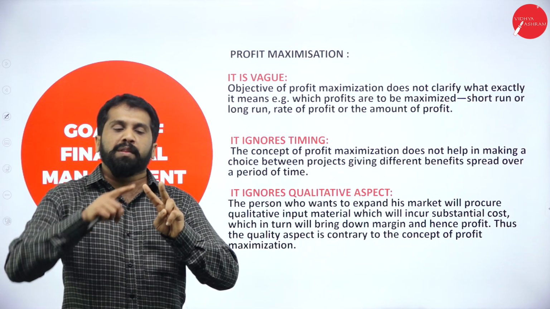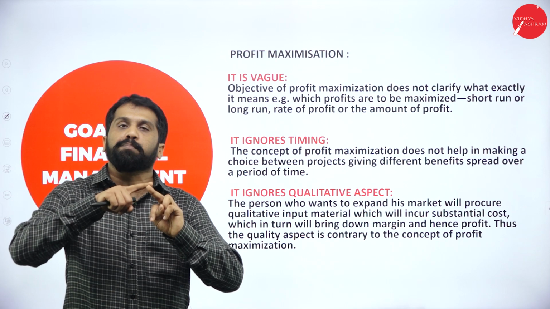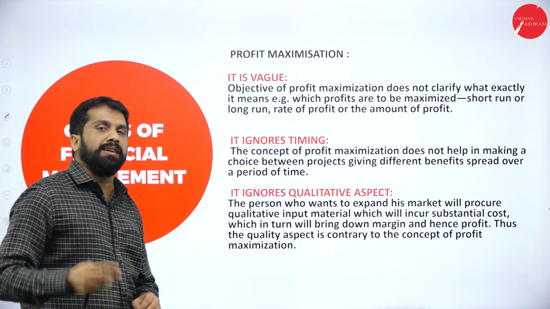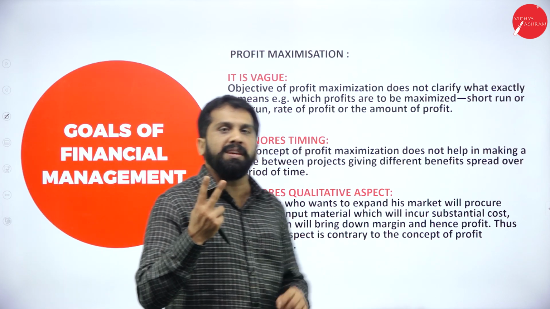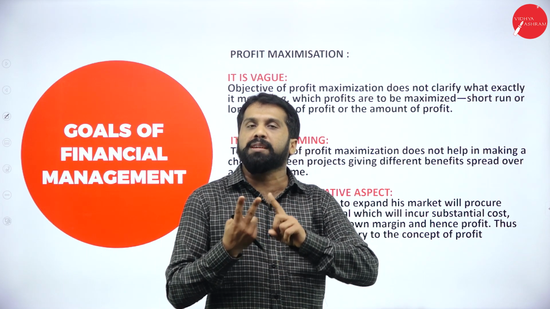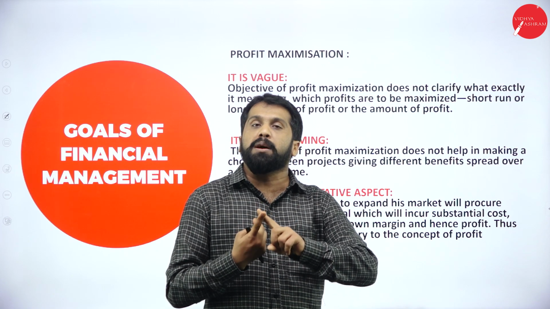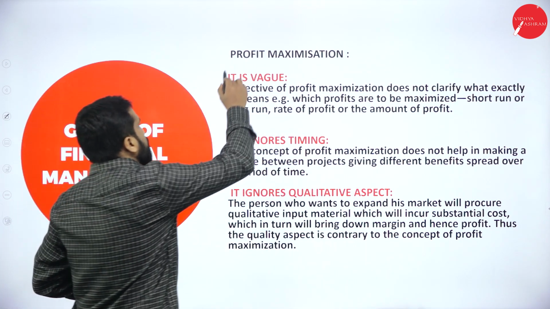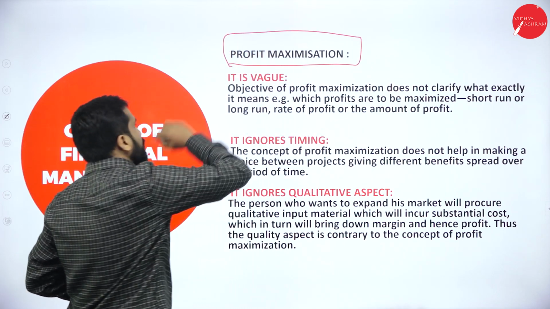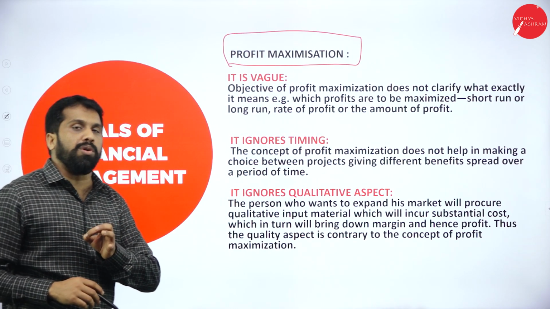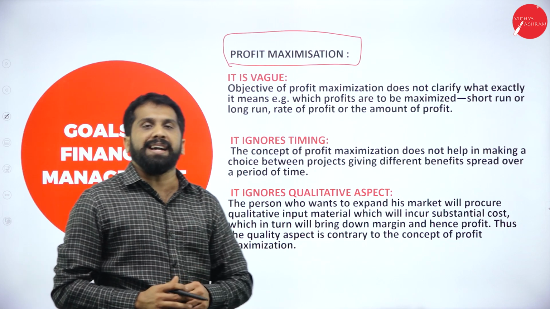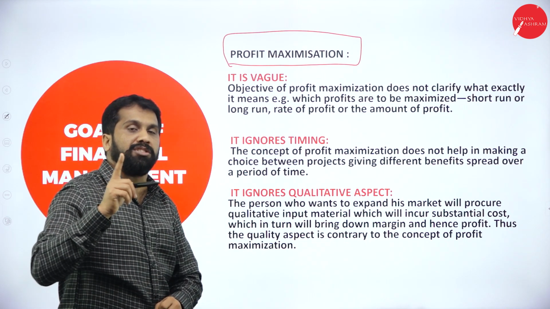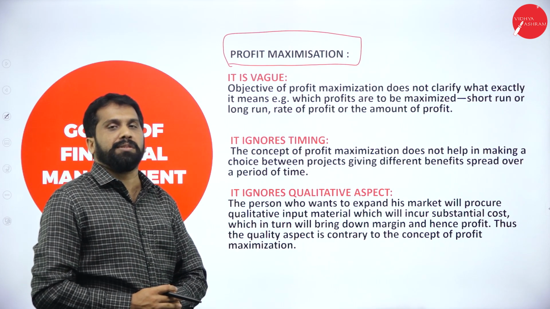One will be wealth maximization, the other profit maximization. What are the goals of financial management? There are two. One is wealth maximization. The second one is profit maximization. Now we are under profit maximization. This is the main goal of financial management. So increasing your profit is a major goal of financial management.